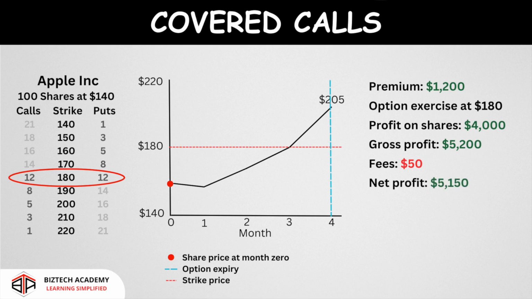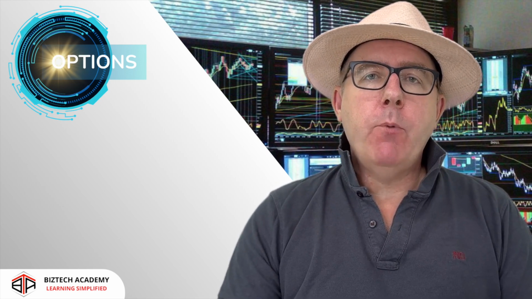profit of $5,150. Good stuff, but it's also important to remember that you also missed the opportunity to sell the Apple shares at $205 per share if you'd have not followed the covered call strategy and just waited for 4 months. And at $205, the profit per share is $65, so $6,500 in profit. Now, if you ignore brokerage and transaction fees, that means we missed out on $1,300 of profit if we'd have just waited and not gone down the covered call route. But then again, we didn't know the share price was going to go up to $205.